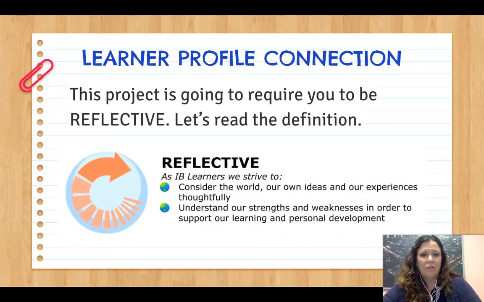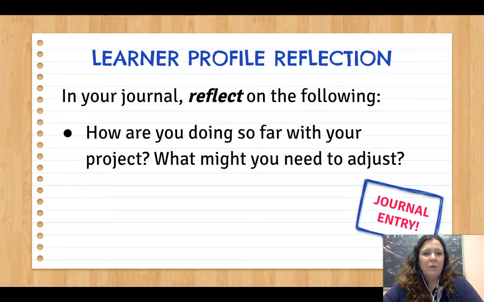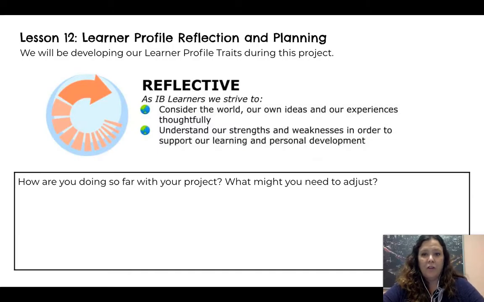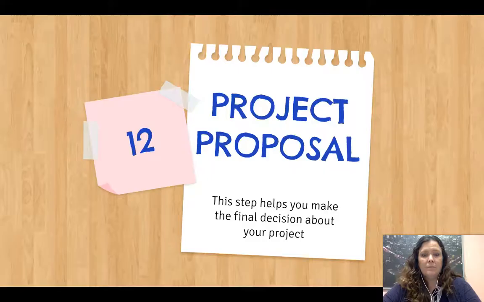Let's take a look at today's question. How are you doing so far with your project and what might you need to adjust? It's okay to make changes. We have ideas that sometimes, as we get started with doing the actual work, might need to be tweaked or changed a little or maybe even a lot. So head over to your journal and answer this question. Here's your journal question for today: when you're being reflective, how are you doing so far with your project and what might you need to adjust?